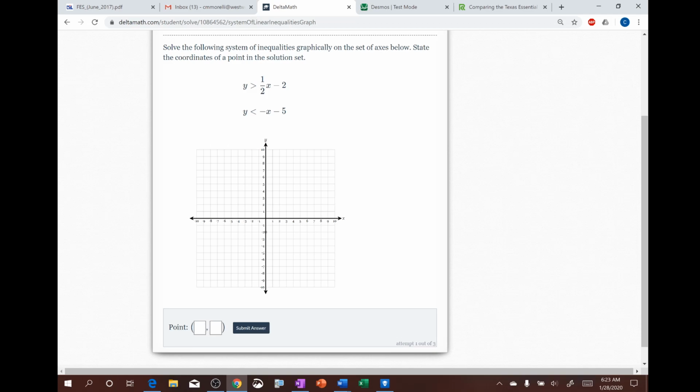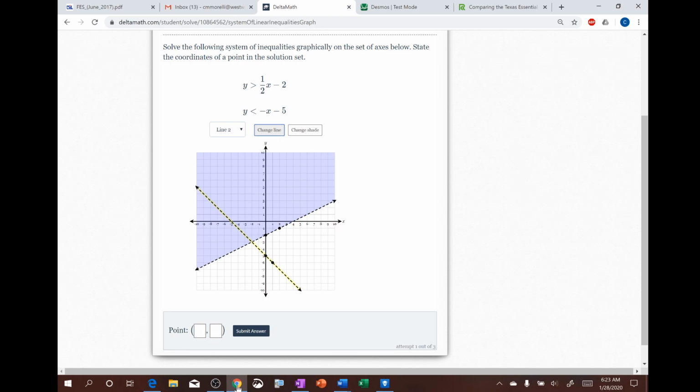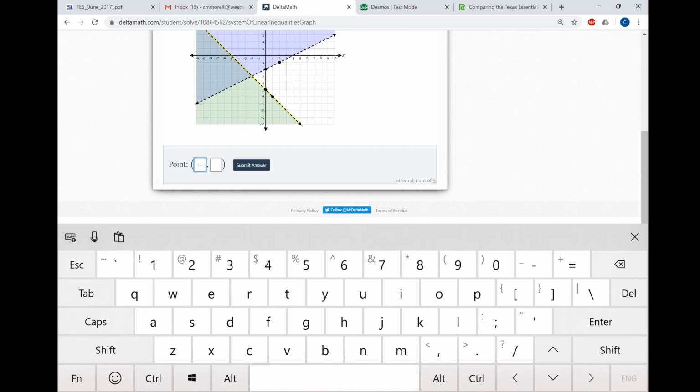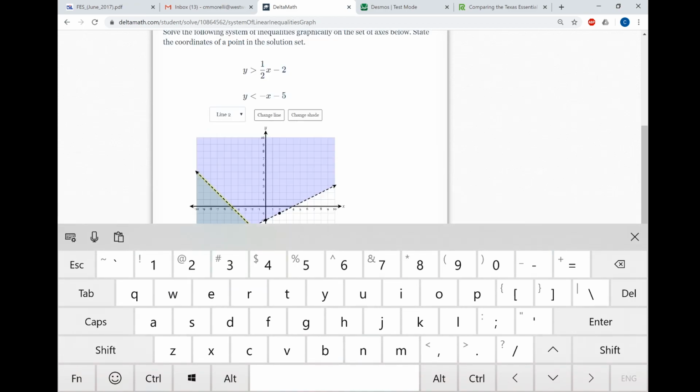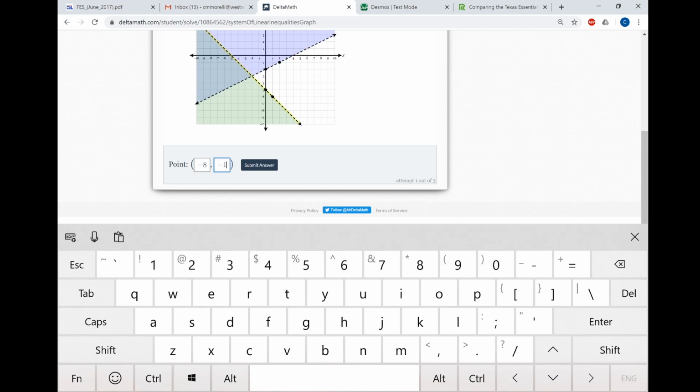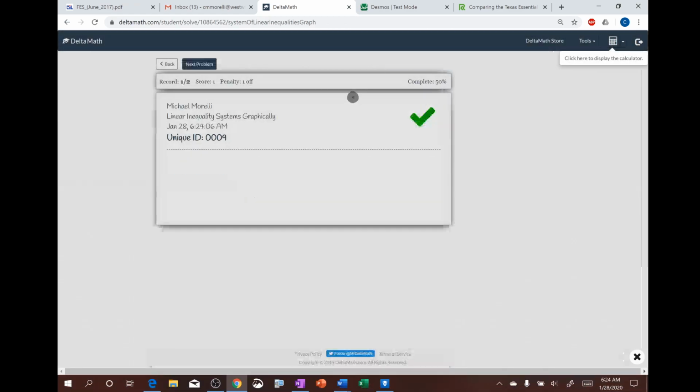So -2 for the first one, up 1 over 2. It's a greater than symbol, so it needs to be dashed, shaded above. And then down at -5, we go down 1 over 1 to the right. Okay, again, it's going to be a dashed line shaded below. So this region over here is our region of mutual overlap. So we can do -8, comma, -1, and that will satisfy that inequality.